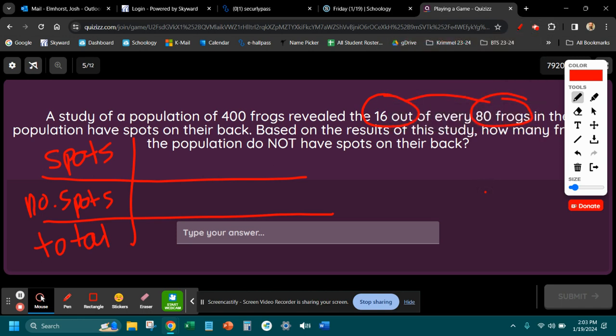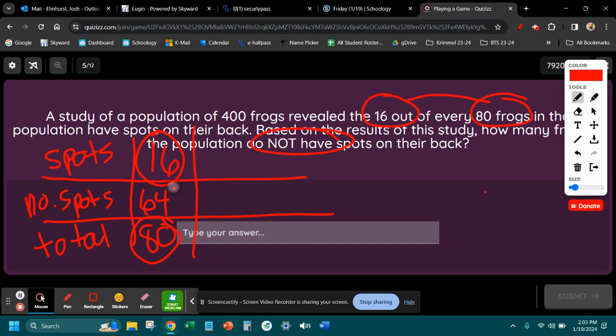So the given information, there's 16 spotted and 80 total. This is the part where students misunderstand what the question is. We need to find out how many do not have spots. Well, do a little mental math. If there's 80 total and 16 have spots, the difference is 64 that don't have spots.